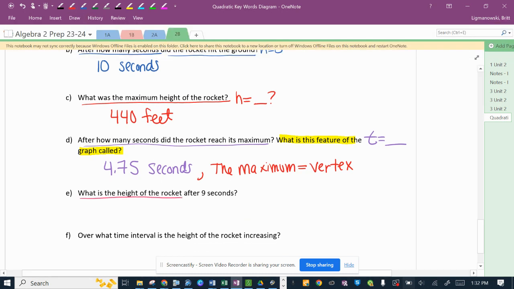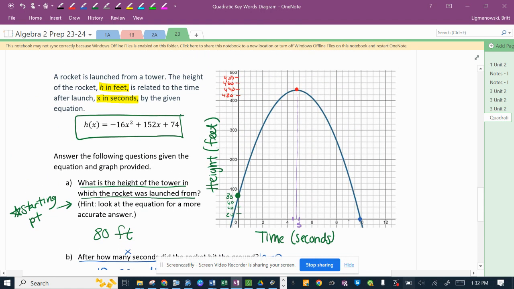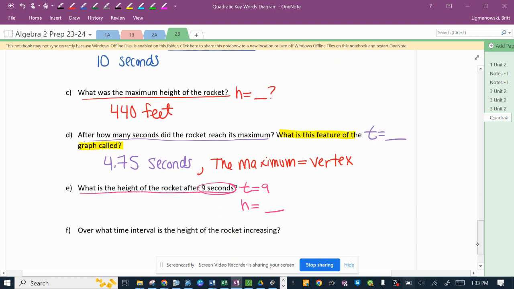What is the height of the rocket after 9 seconds? So we want to go on our graph and look when time is 9 and find our height. So 8, 9 is going to be right here between 8 and 10. Trace that over. 120, 140. So 140 feet at 9 seconds.